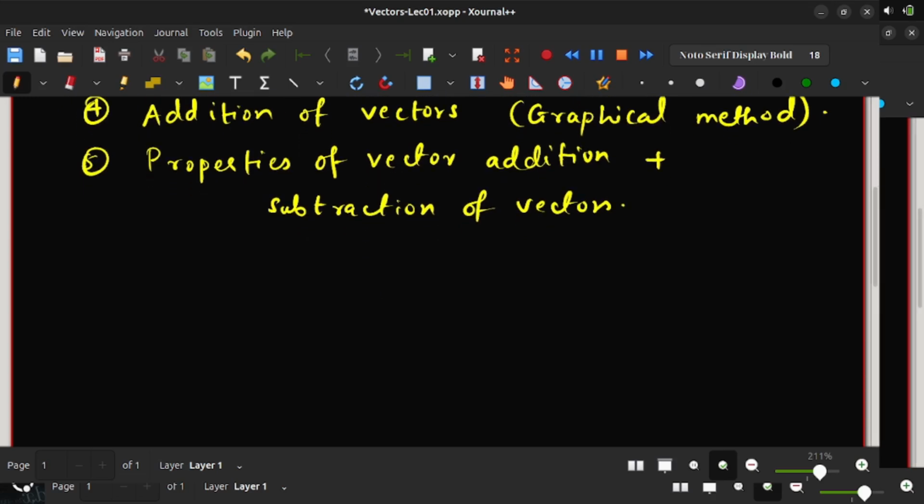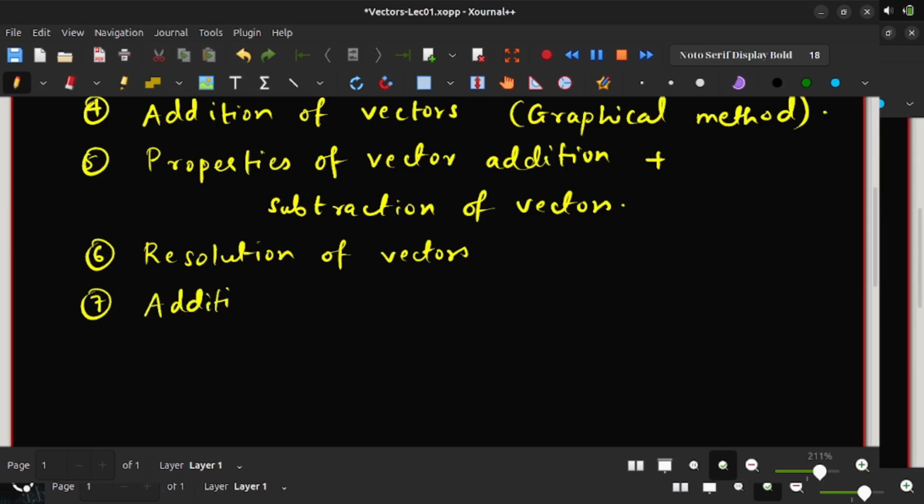The next thing could be the multiplication. But before that, let me resolve vectors. And what do I mean by resolution? I will discuss it in the coming lectures. The resolution of vectors. And the seventh thing is going to be addition by analytical method, the feasible way.